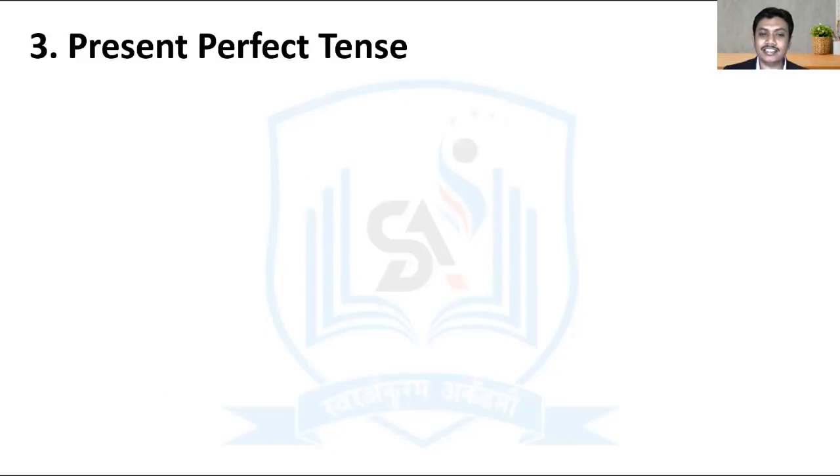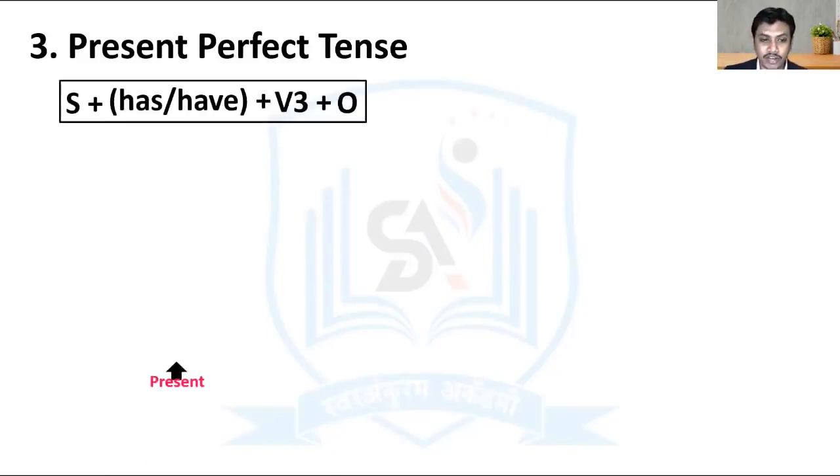Now let's try to understand present perfect tense. In order to understand present perfect, has, have is indicating present and V3 is indicating perfect action. That's why combinedly it is present perfect.